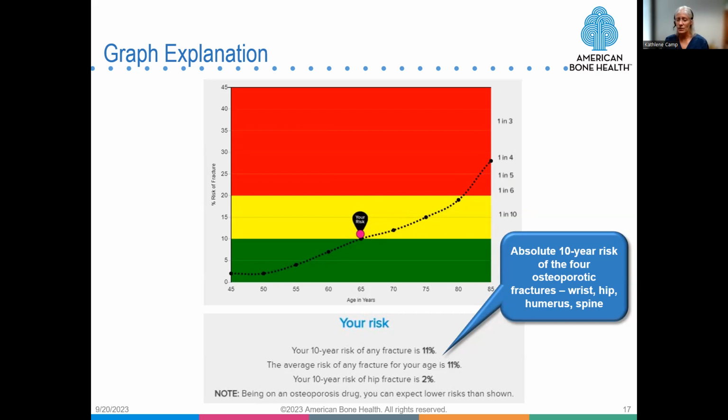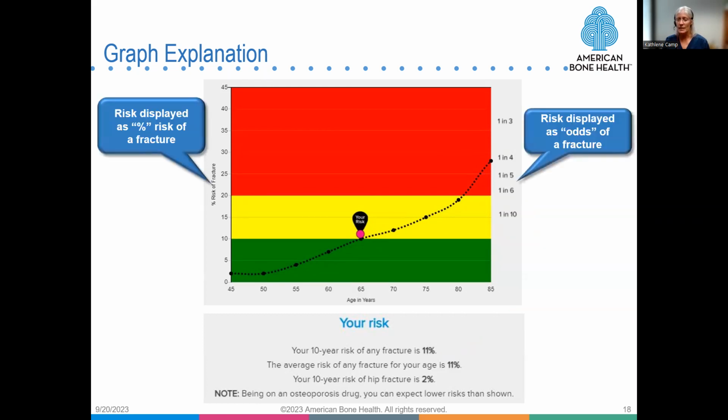Additional risk factors such as long-term use of steroids, a previous fracture, certain medicines, etc., will put this person above the fracture risk curve for someone like them. The scales on both sides of the graph provide another way of looking at your risk. On the left, you have a percent risk, such as 11% 10-year risk. On the right, you have your odds from 1 in 10 to 1 in 3.